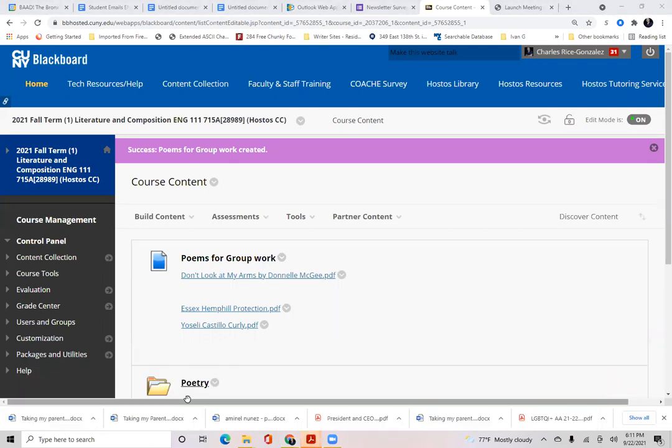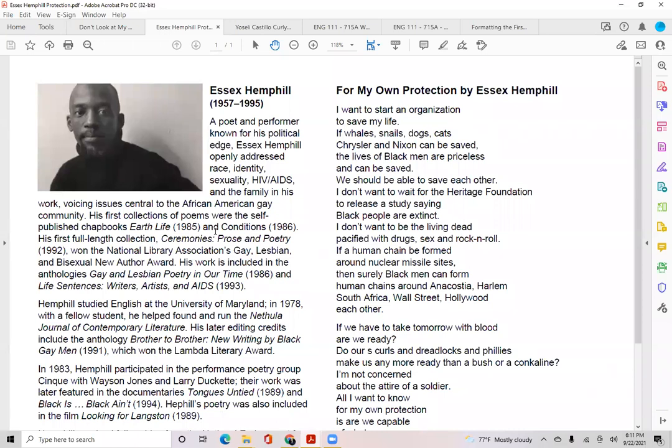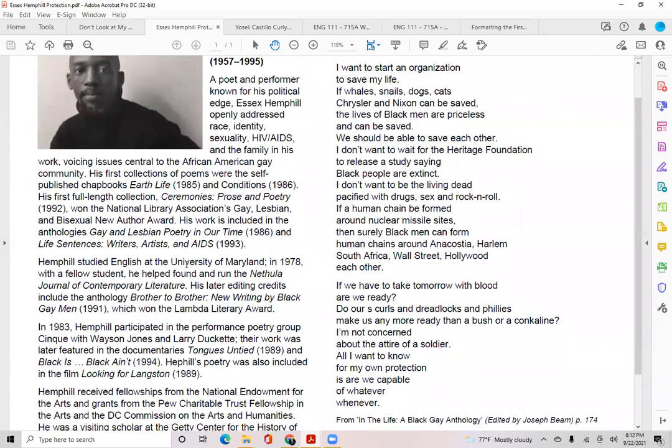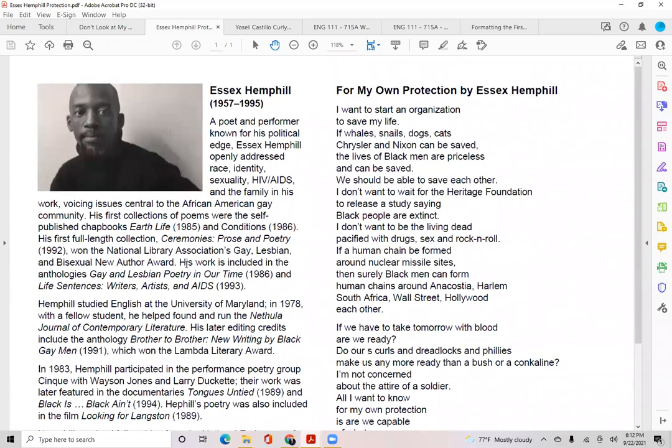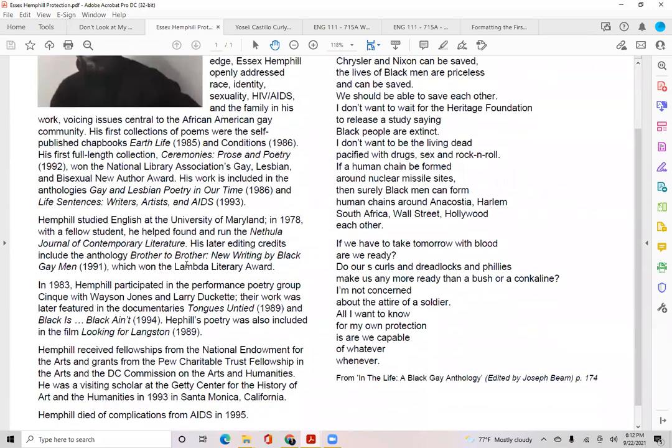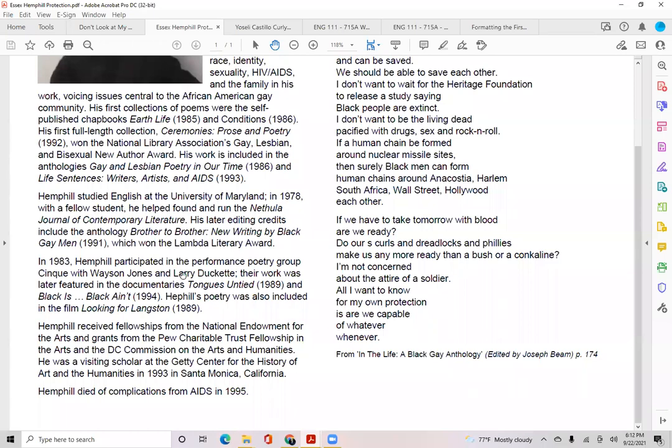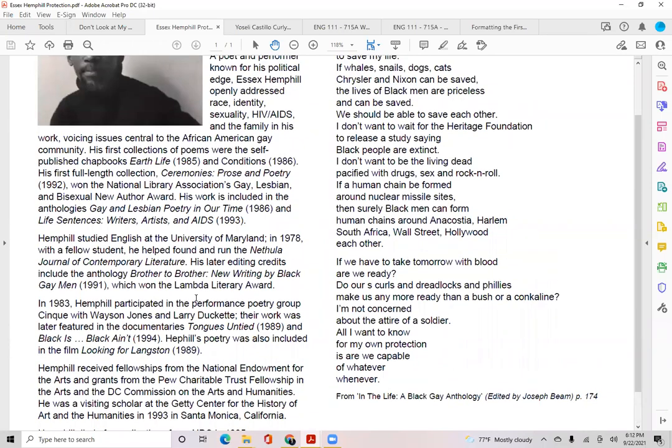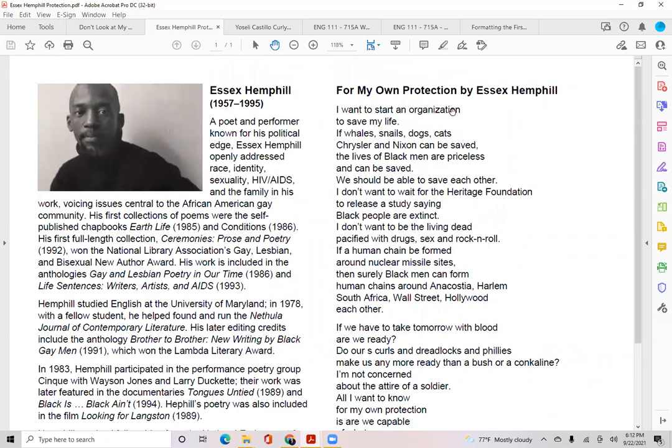First is Essex Hemphill. He's a poet and performer. He's known for his political edge, and he died in 1995. He died from AIDS, but he studied English at the University of Maryland. He wrote a lot of poetry and won a whole bunch of awards. But unfortunately, he passed from AIDS in 1995, and this is For My Own Protection.